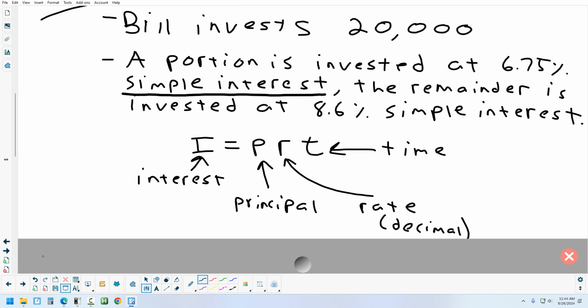R is the rate. What's very important though is when you use the rate, it has to be a decimal. So something like 12% has to be changed to 0.12. The easy way to change percent to a decimal is you just divide it by 100, or move the decimal 2 places to the left. That's what dividing by 100 does. And T is the time. That's the amount of time you're going to leave your money in the bank. 1 year, 10 years. The longer you leave it, the more money you make.